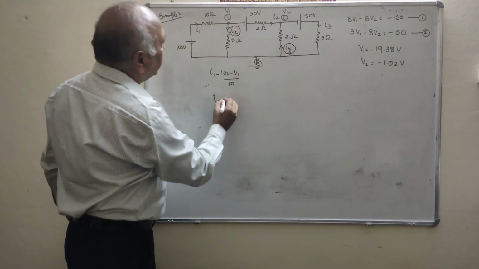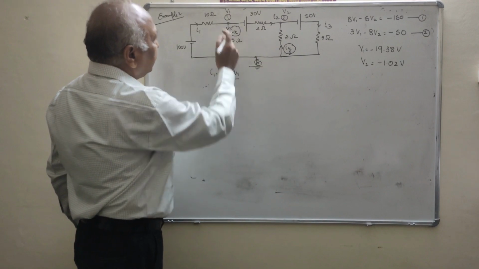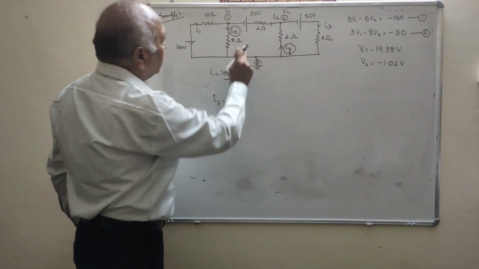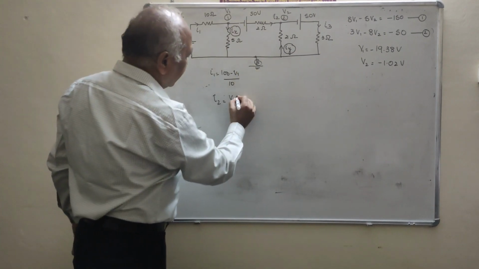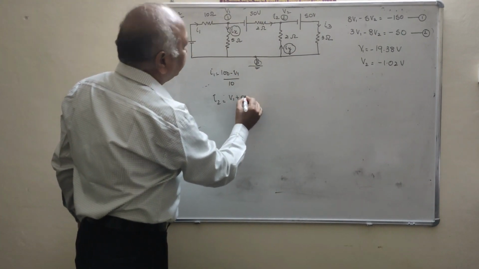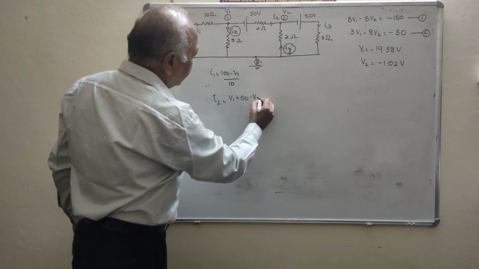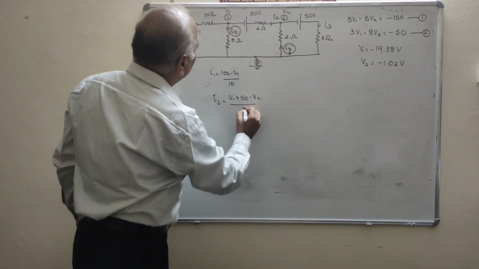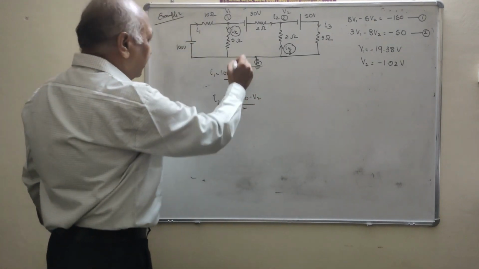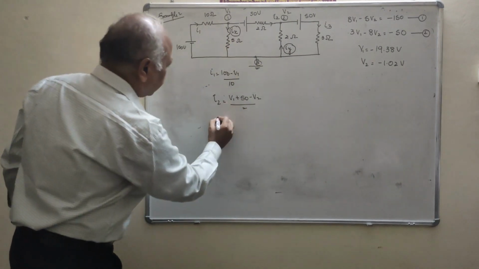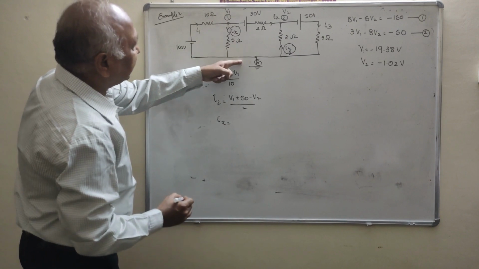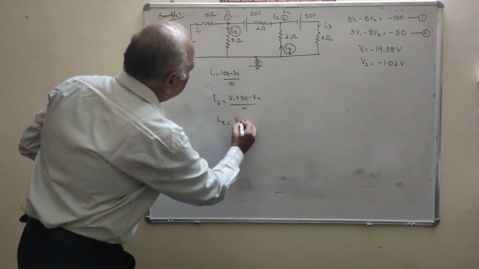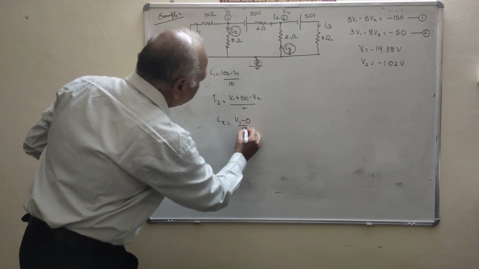What is the value of the I2? That is the V1 plus 50 minus V2 upon 2, plus minus plus. What is the value of the Ix? Between V1 and the reference node, that is V1 minus 0 upon 5.